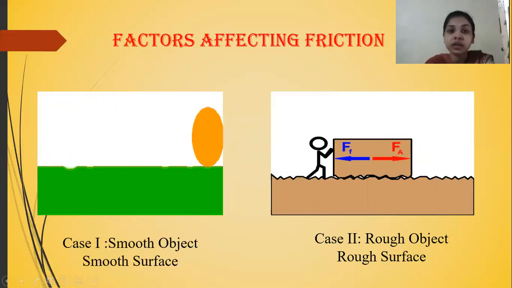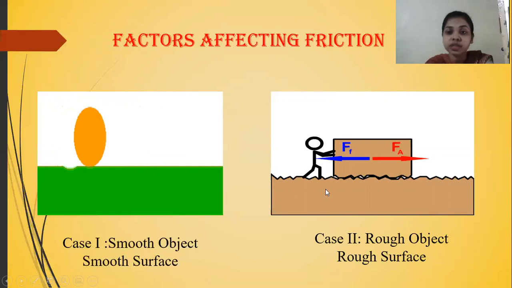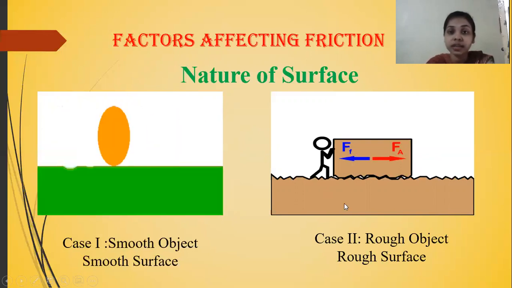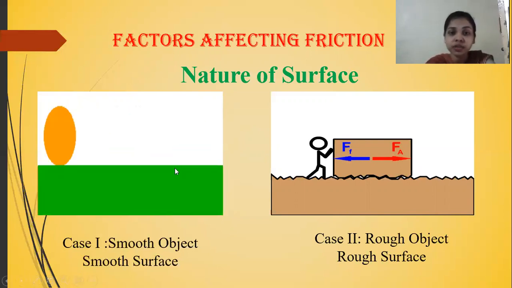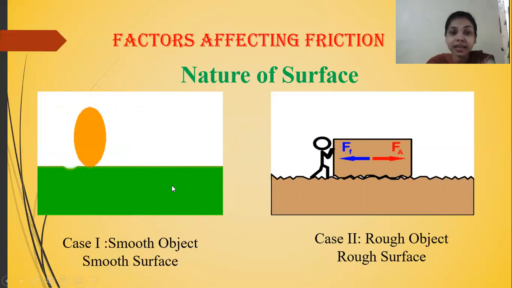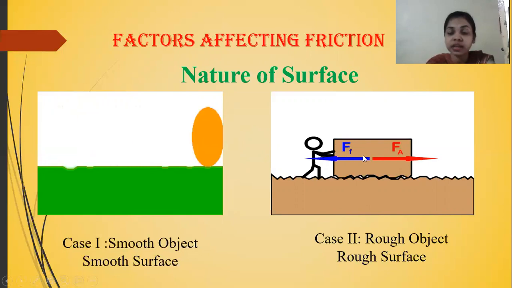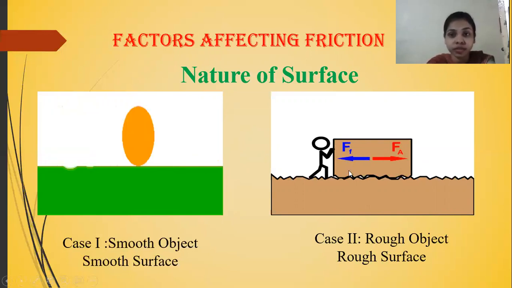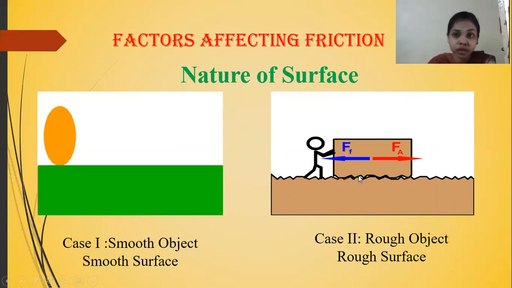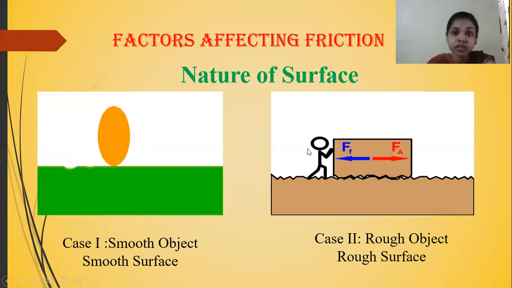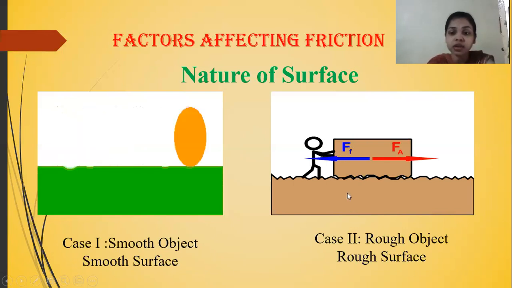Means the factor that affects the friction, means this surface affects the friction, right? Means the factor is the nature of the surface. What is the nature of the surface? If the surface is smooth, then there is less friction. But if the surface is rough, means there is greater friction. Means it depends on the nature of the surface, what surface you have used to move the object. Okay, so the nature of the surface is a factor affecting the friction.